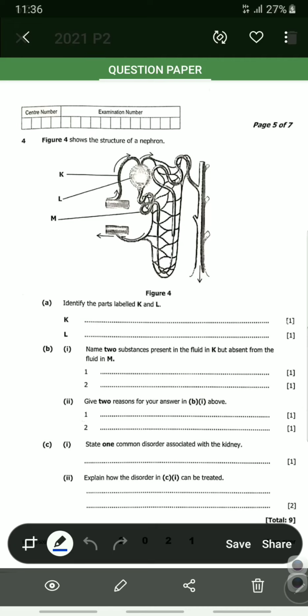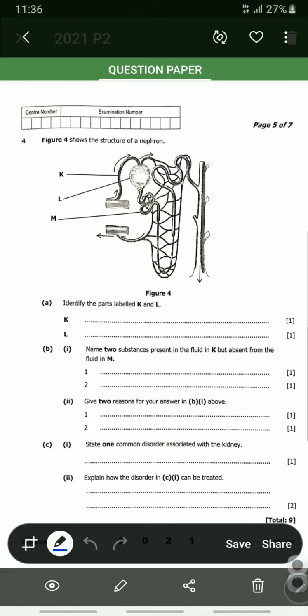This is Biology Paper 2, 2021. The question that came on question number 4, section A, was on the nephron. Now the nephron is part of the kidney, or is found in the kidney. So there are 1 million nephrons that are found in a kidney.